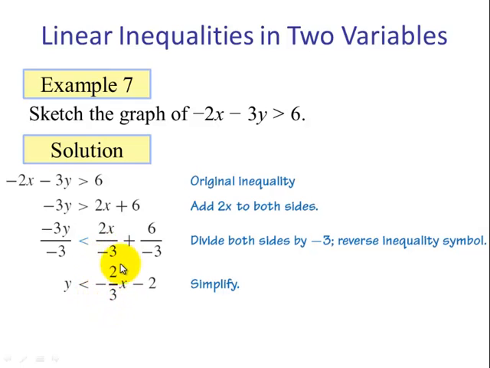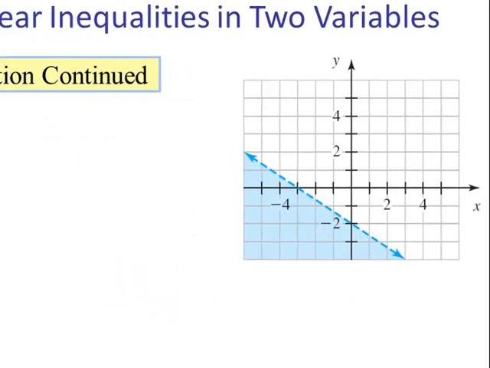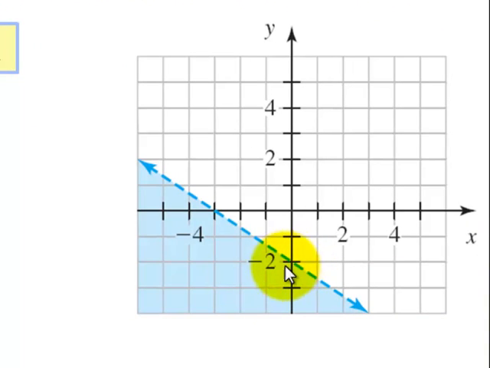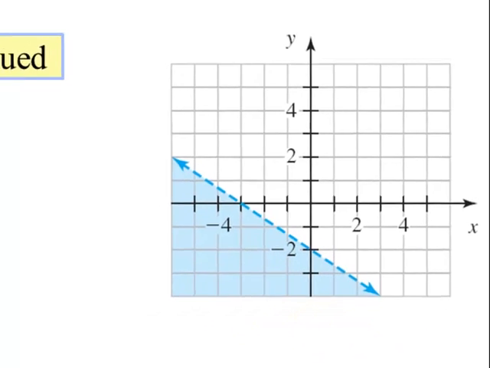So our slope is going to be negative 2/3. Our y-intercept is negative 2. So here's the graph. Y-intercept's negative 2. And if we rise positive 2 and run a negative 3, negative 1, negative 2, negative 3, we have our line. Now this is a dotted line because we are using a strict inequality, and because it's a less than, we are shading in the area below the line.